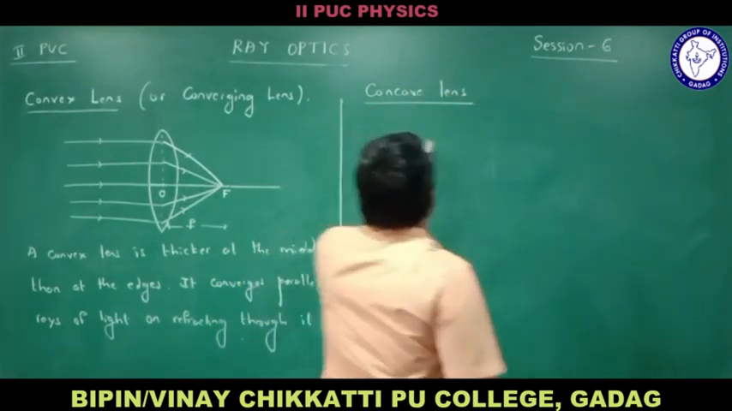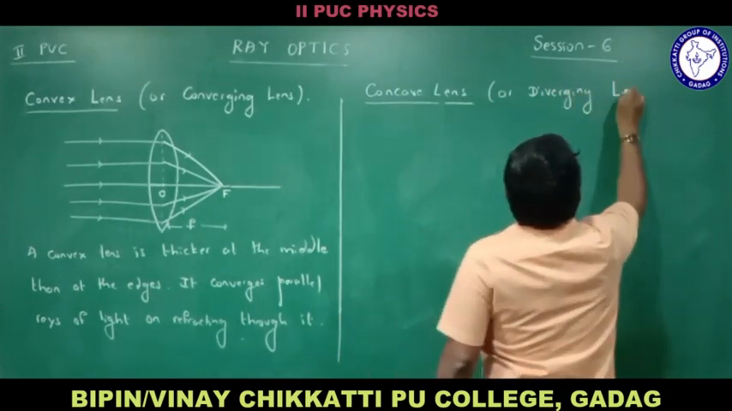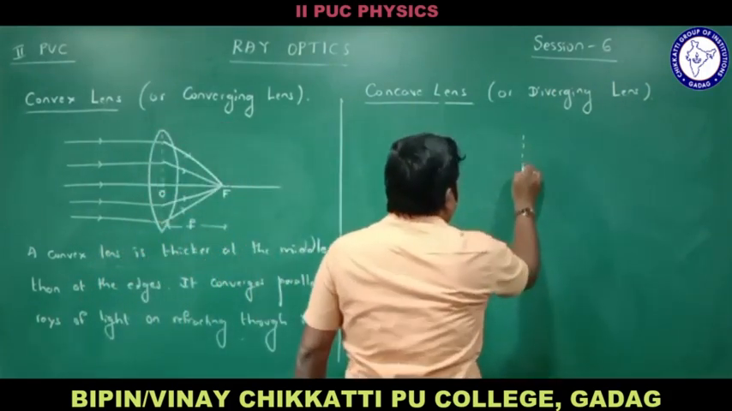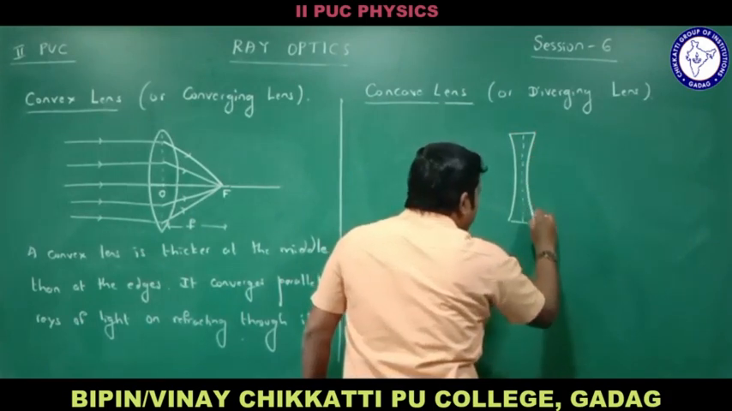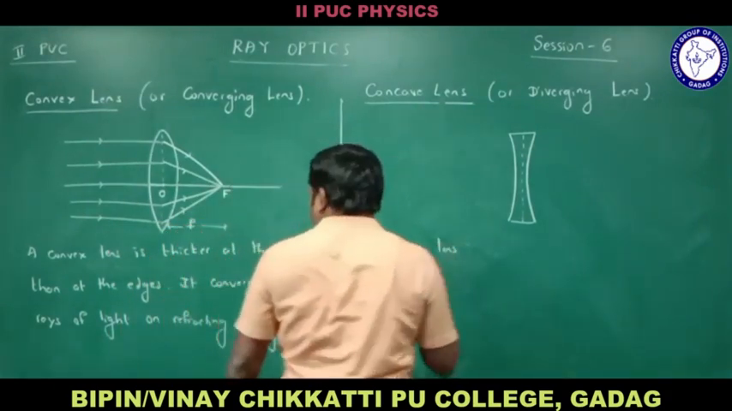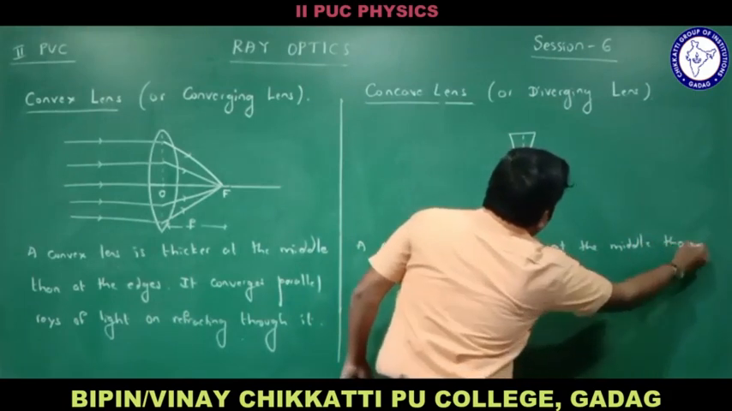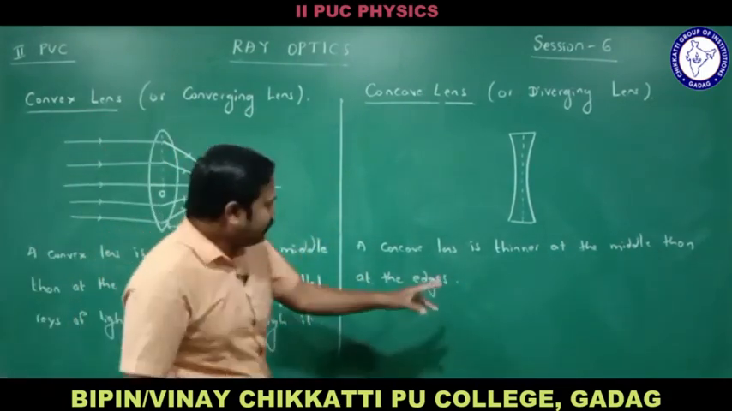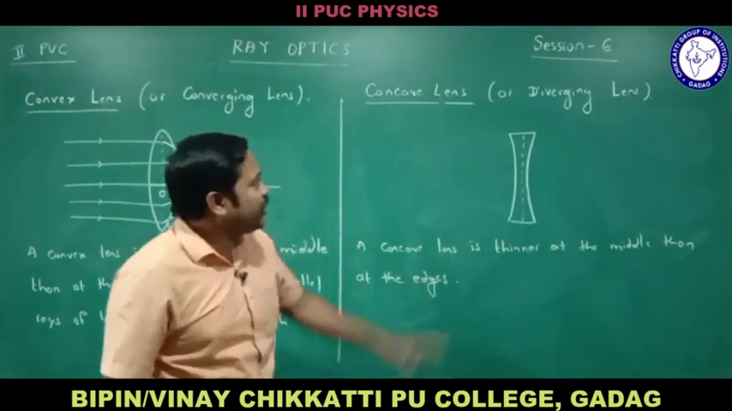Next is the concave lens. It is also called a diverging lens. Let us check how it actually is. If I consider a concave lens, it is like this. This is a lens, and this lens is called a concave lens. What is a concave lens? A concave lens is thinner at the middle than at the edges. Thicker in the middle than at the edges is convex. Thinner at the middle than at the edges, that kind of lens is called a concave lens.